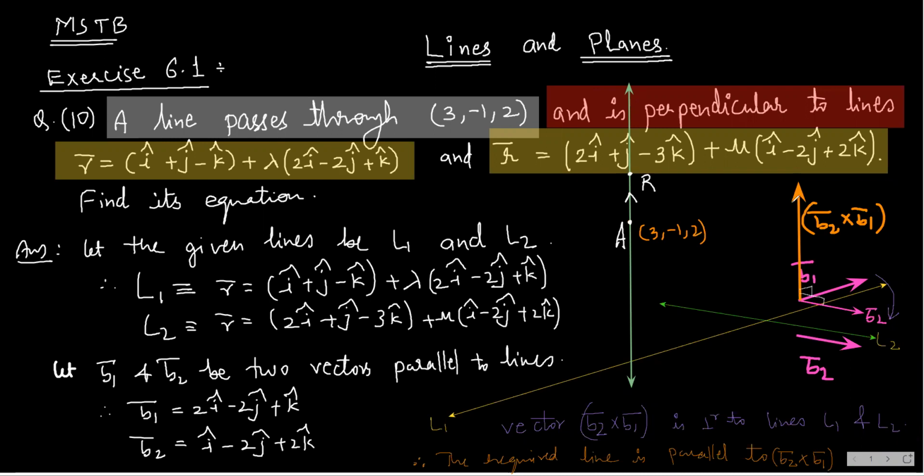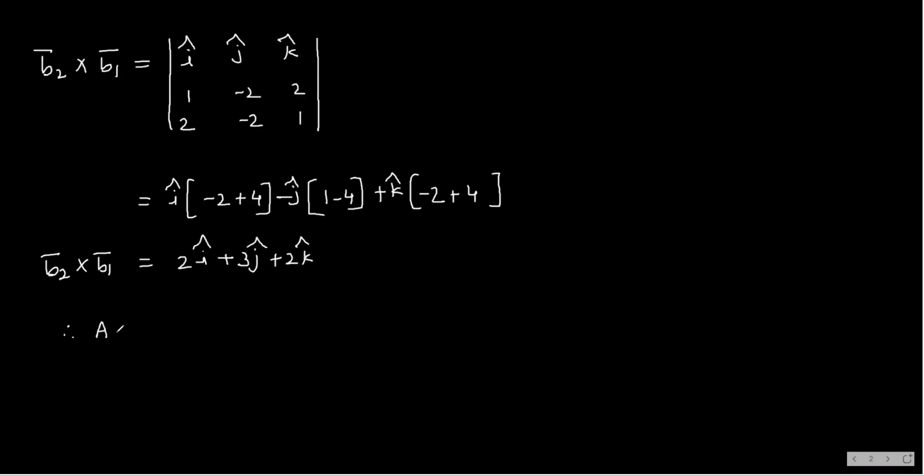AR bar is parallel to B2 bar cross B1 bar. So I will write here AR bar. Therefore, before that I write: take a variable point R on the line. Now this time, they are not saying whether we have to find the vector equation or Cartesian equation, so we will find the vector equation only. So take a variable point R on the line.